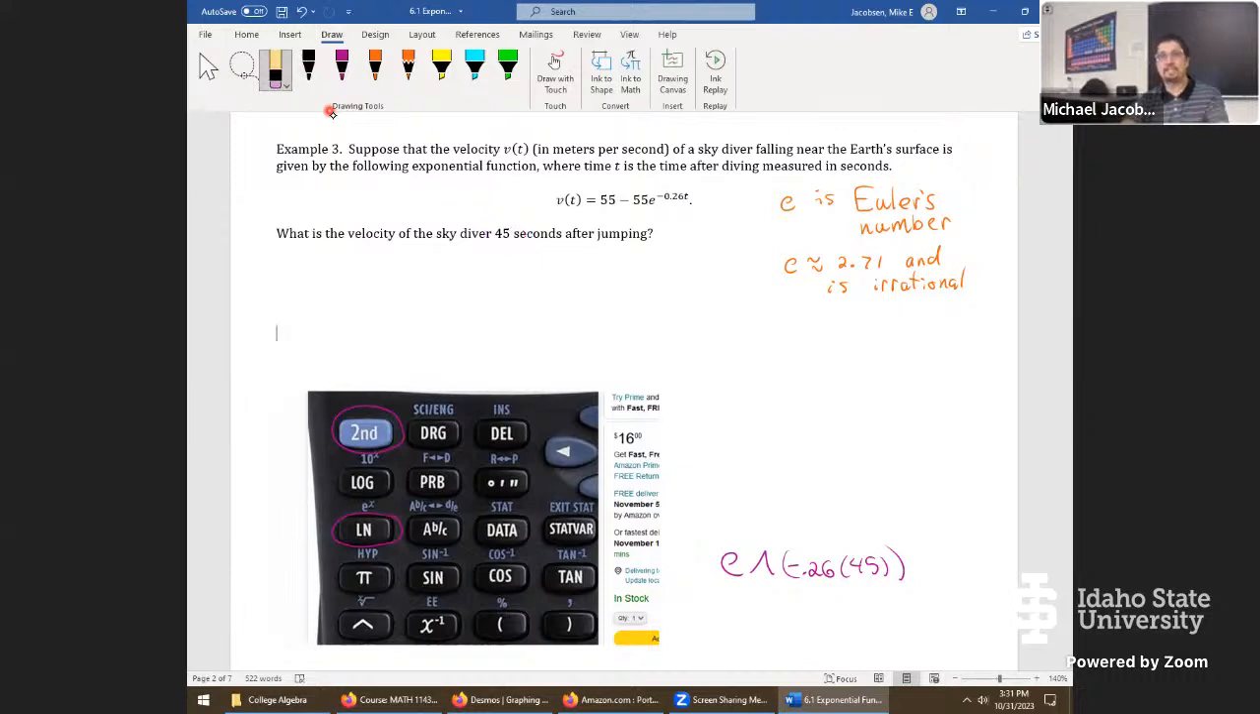I'll try it in Desmos because that's the easiest calculator I have available. It's hard to show this as a screenshot with a real calculator there. But they're asking us, what's the velocity 45 seconds after jumping? On paper, I'd write V at 45 is 55 minus 55 times e to the power of, up here it's a negative 0.26.